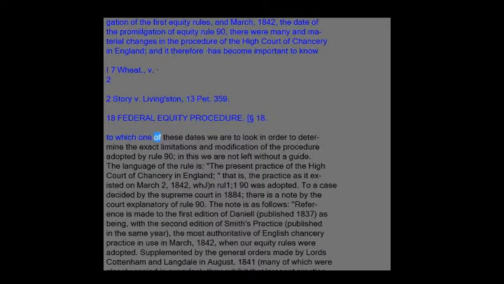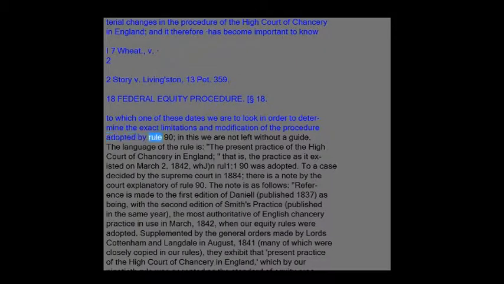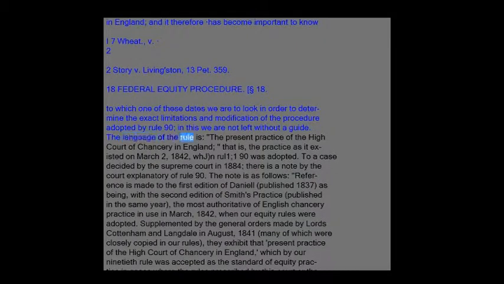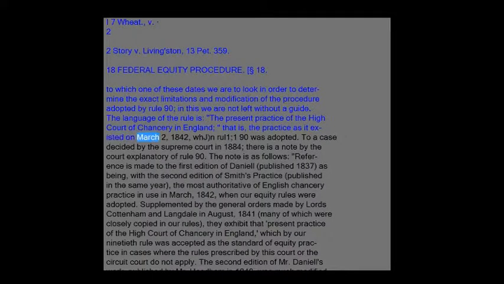18. To which one of these dates we are to look, in order to determine the exact limitations and modification of the procedure adopted by Rule 90. In this we are not left without a guide. The language of the rule is, the present practice of the High Court of Chancery in England, that is, the practice as it existed on March 2, 1842, when Rule 90 was adopted.